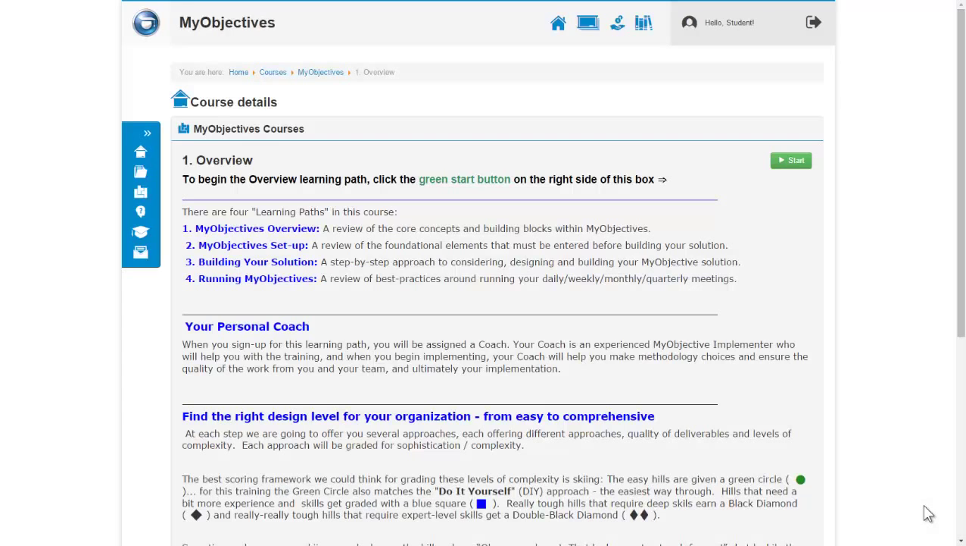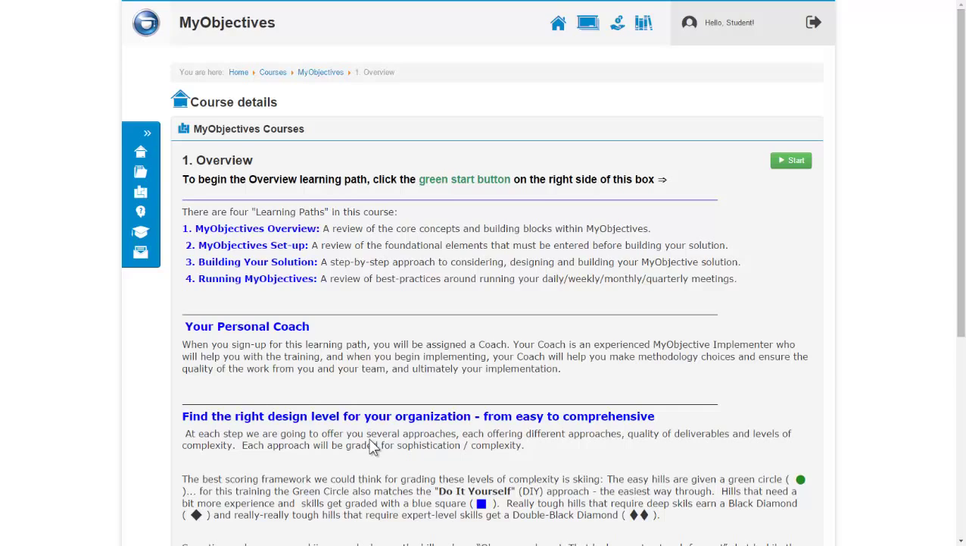The Consulting Guild has 4 major modules: an overview of MyObjectives, how to set up the software, the custom building of your solutions around your management practices and frameworks, and then finally, how to run those monthly meetings. If you subscribe to the Consulting Guild, you'll also be assigned a personal coach that will walk you through each learning step and look over your shoulder as you implement your solution.